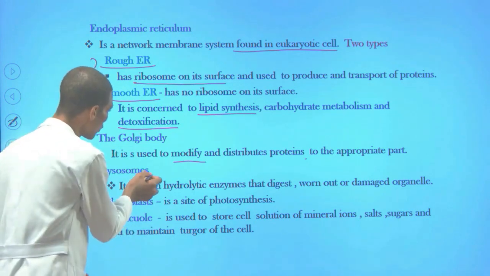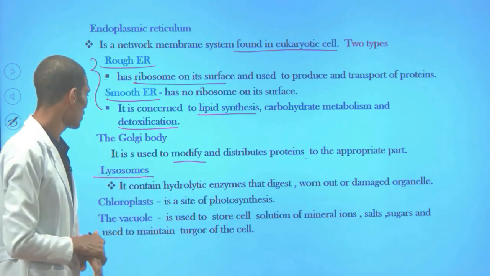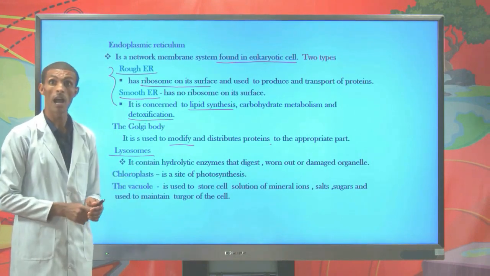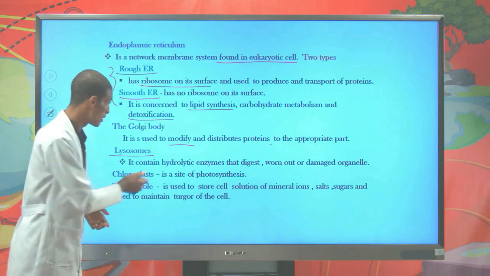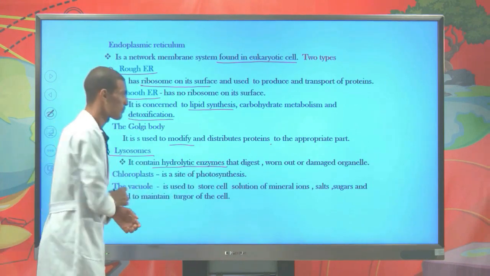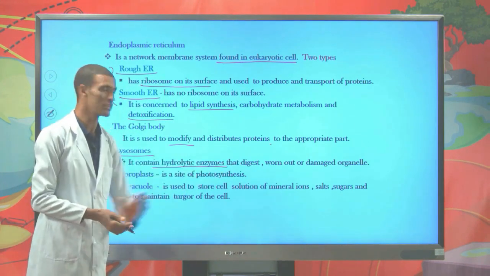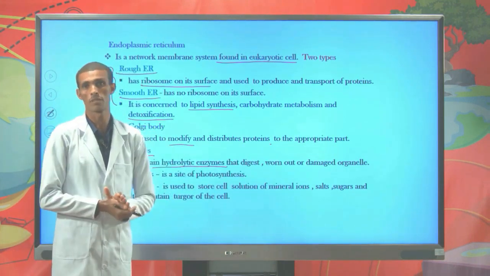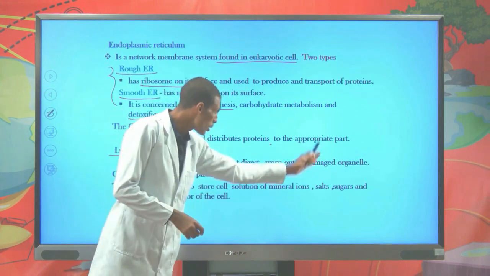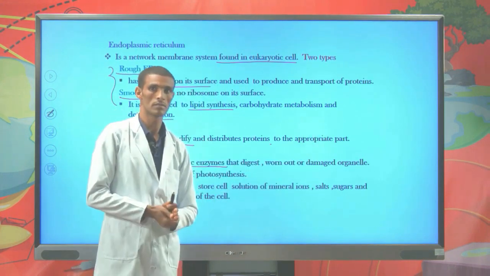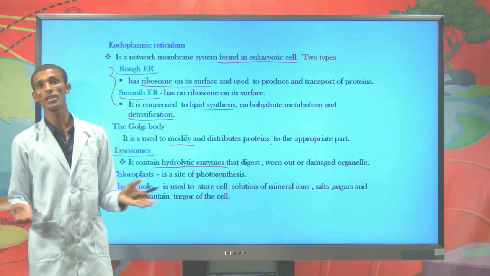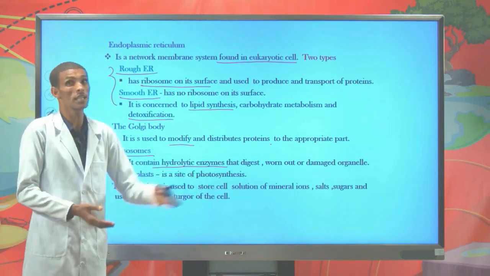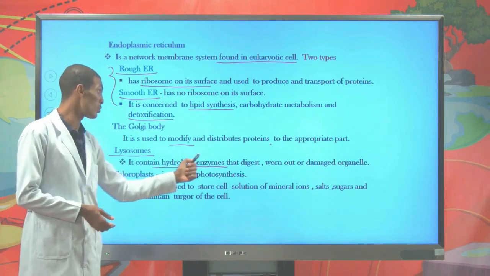Another most important organelle in the cell is the lysosome, which is a secretion of the Golgi body, having a digestive enzyme called hydrolytic enzyme. It is very important in digesting, in wearing out unnecessary material from the cell, and again in replacing damaged cells. If there is accumulation of damage, old cells become deposited in the cell, and the lysosome is not functioning well.